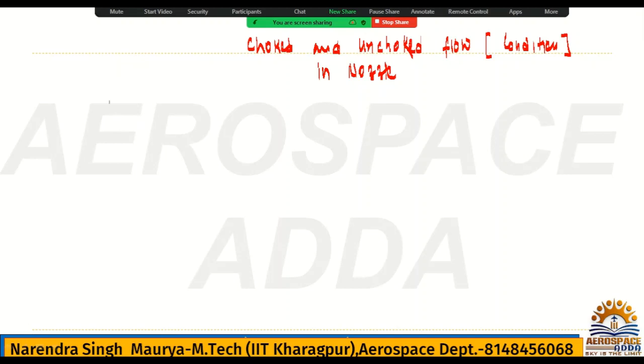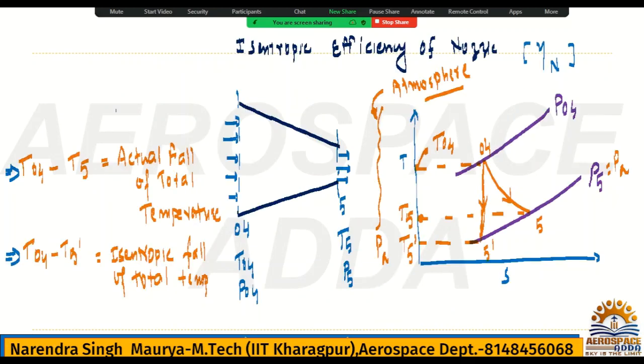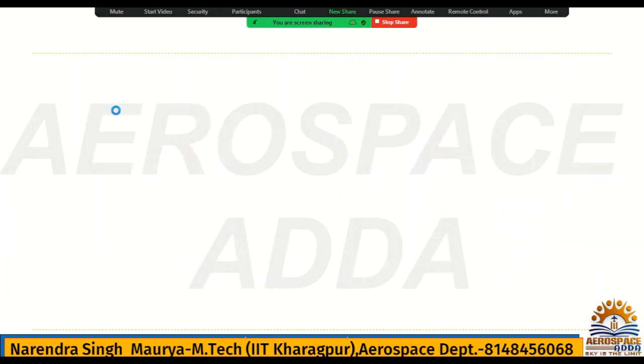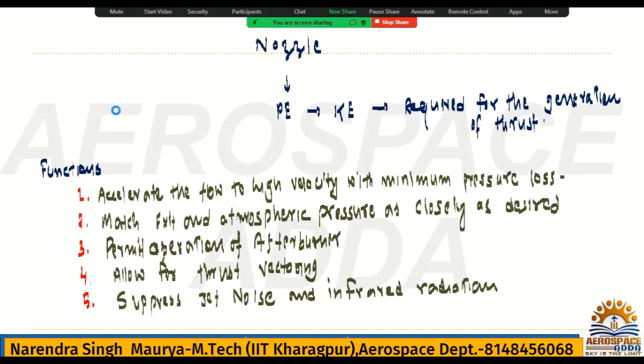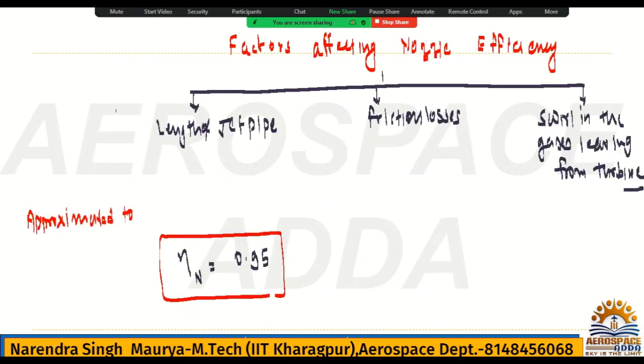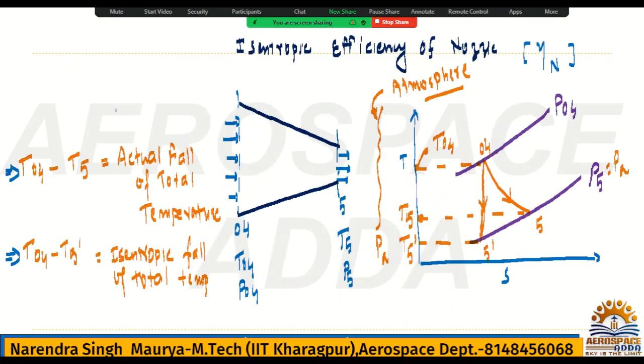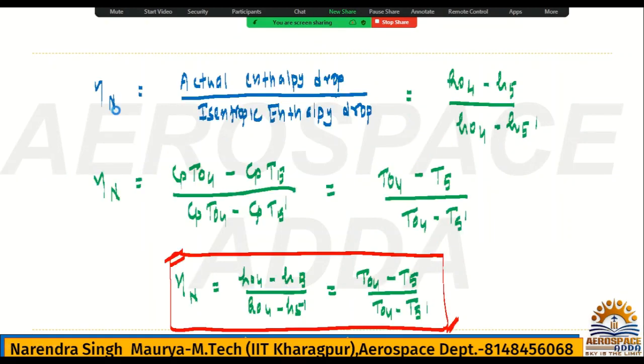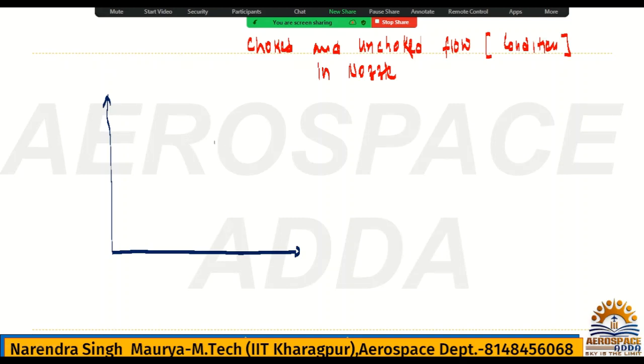The previous TS plot you saw for the nozzle, the same TS plot I am going to draw here. Which TS plot? See, this one I have drawn here. Two pressure lines are here. So this is the TS plot for the nozzle. The same TS plot I am just going to draw. Now I will show the velocity component and all. So two pressure lines need to be drawn here.